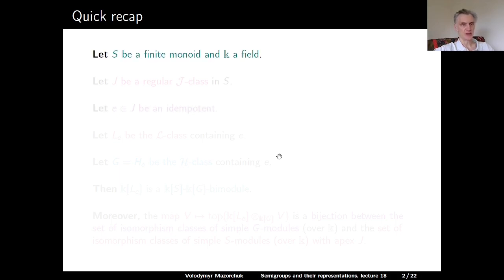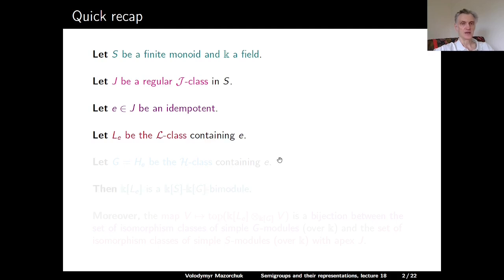So let S be a finite monoid and K a field. Let J be a regular two-sided class in S. Let E be an idempotent in J. Let LE be the left class of S containing E, and let HE be the H class of S containing E. Since E is an idempotent, this class is a group, which we denote by G.